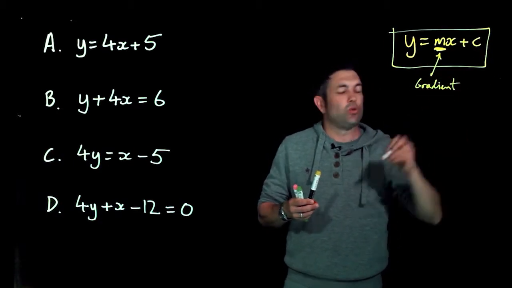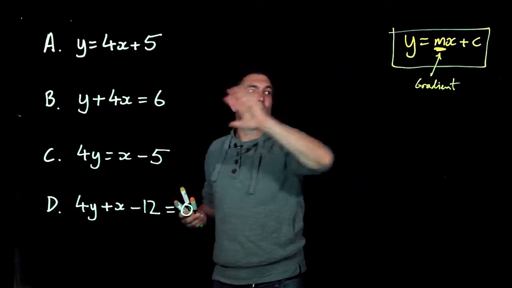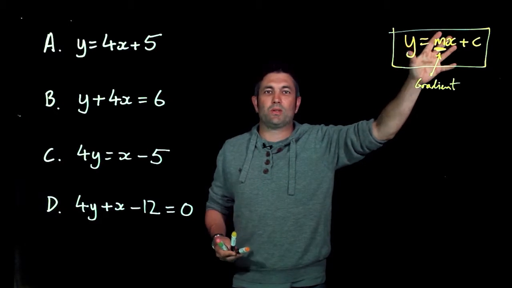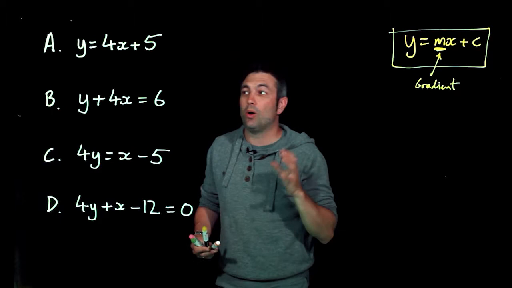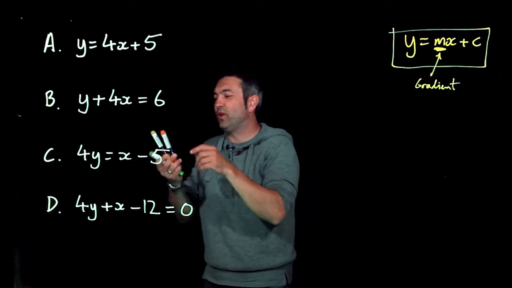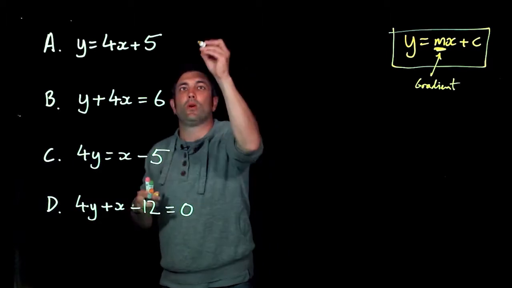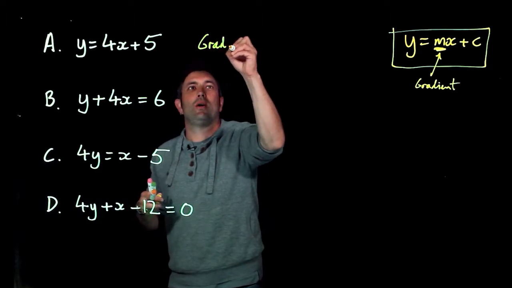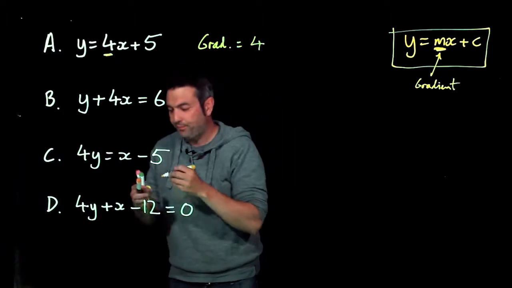So what I'm going to try and do is rearrange all of these so that they're in the form y equals mx plus c, so that I can see what the gradient is and therefore tell whether we've got perpendicular lines or not. This first one is already in the form y equals mx plus c, so what number's next to x? Well, 4. So the gradient is 4 there.